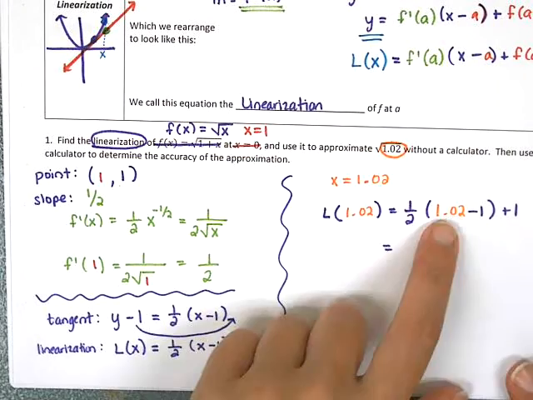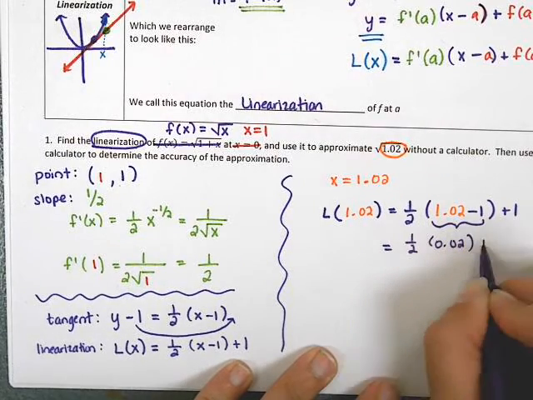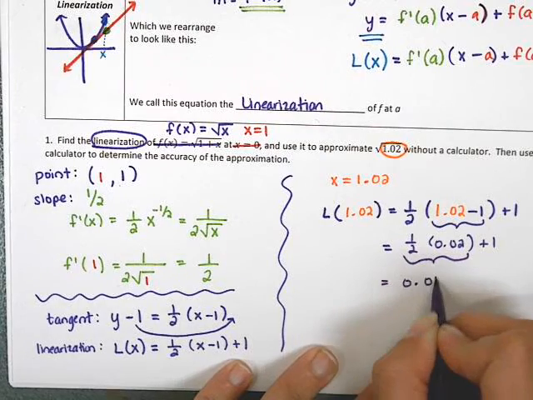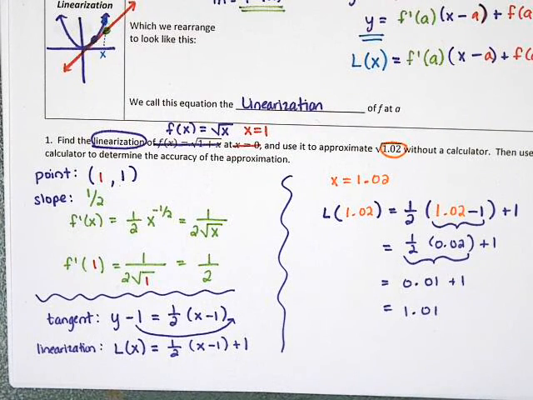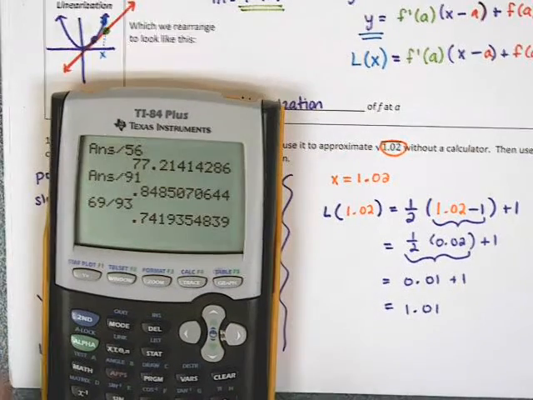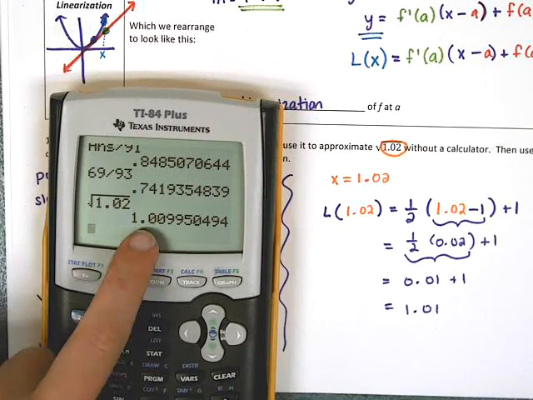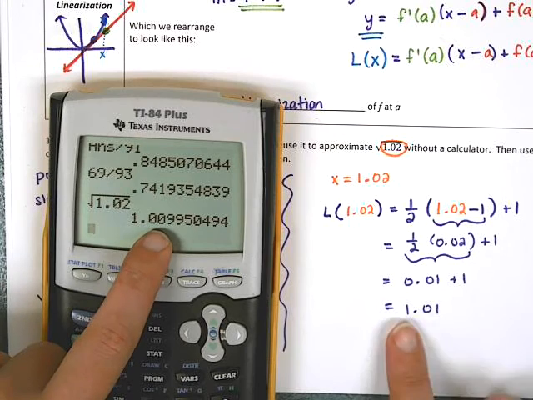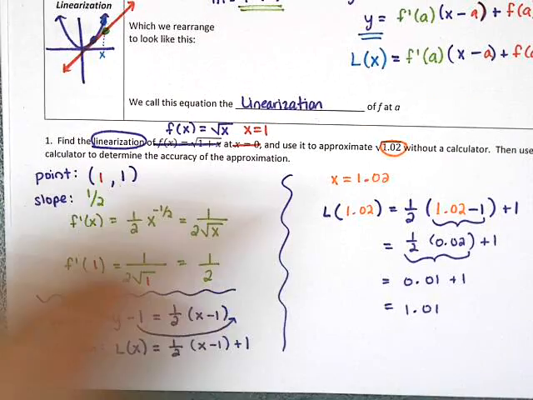Now, 1.02 minus 1 would be 0.02. Half of 0.02 would be 0.01. So my final answer would be 1.01. In other words, I'm estimating the value of the square root of 1.02 will be worth 1.01. Now, let's check it on our calculator. Let's see just how accurately we estimated. If I type in the square root of 1.02, I get 1.009, which if I rounded that would be 1.01. In other words, this is a pretty darn good estimate, especially considering that this is not a number I would know off the top of my head.